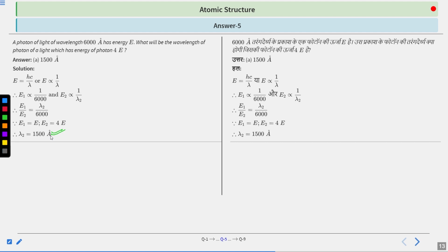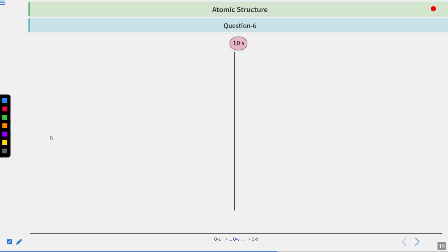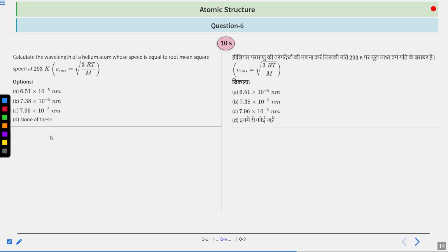Now, moving on to the next question. What is question number 6? Question number 6 says: calculate the wavelength of a helium atom whose speed is equal to the root mean square speed at 293 Kelvin. The formula for Vrms is root under 3RT by M, where R is the gas constant, T is the temperature, M is the molar mass, and Vrms is the root mean square velocity.